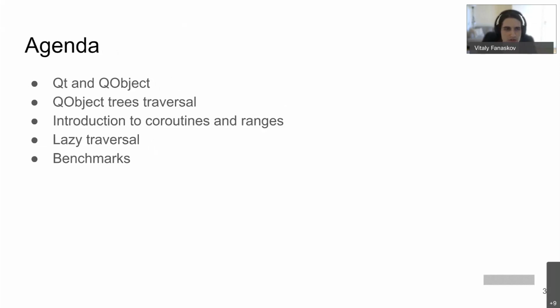So, what's the plan for today? First of all, I'm going to share a bit about the Qt framework and library and which part QObject takes in this framework. After that, I'm going to show how traversal is implemented in the framework. Then give a brief introduction to coroutines and ranges, and then show how to implement lazy tree traversal using those modern approaches. And at the end, I'm going to share some benchmarks I performed.